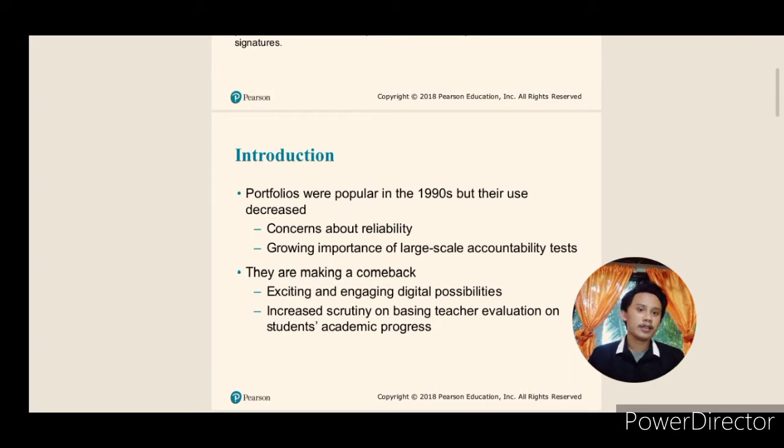Okay, so here let's start with the introduction about portfolio. In the 1990s, portfolios were popular, but during that decade their use decreased because of concern about reliability and the growing importance of large-scale accountability tests. And as time goes by, they are making a comeback. This time, they offer exciting and engaging digital possibilities and increased scrutiny on basing teacher evaluation on students' academic progress.